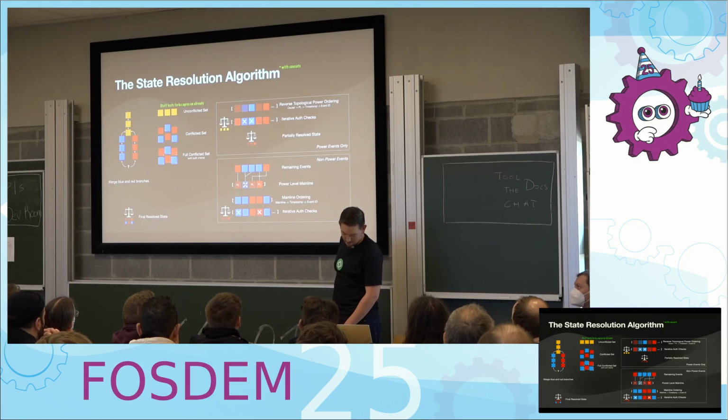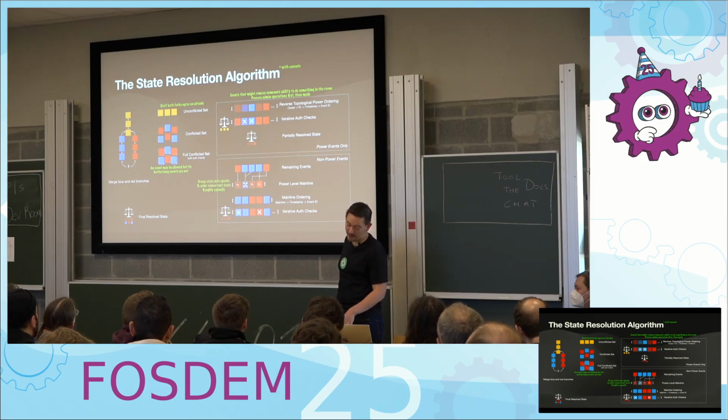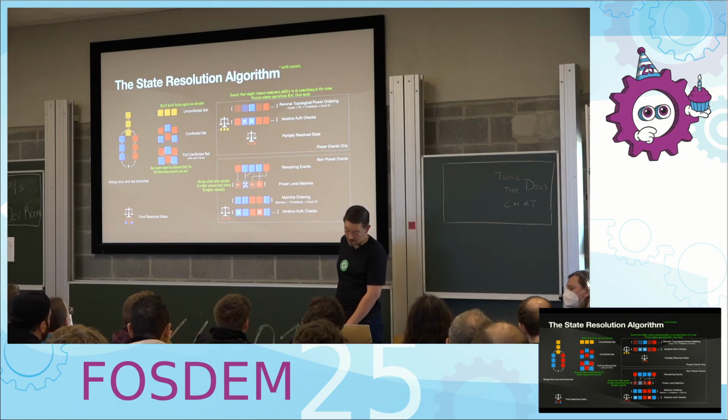A few things I've touched upon. The unconflicted set is things that both folks agree on. The power events are things that may remove the ability for you to do certain actions. The reason the power level mainline exists is because we want to split room state into epochs effectively. If there's concurrent behavior, you need to try to order the events in a way that isn't just using the timestamp, which can be gamed. So we use the power level mainline to order things roughly causally.